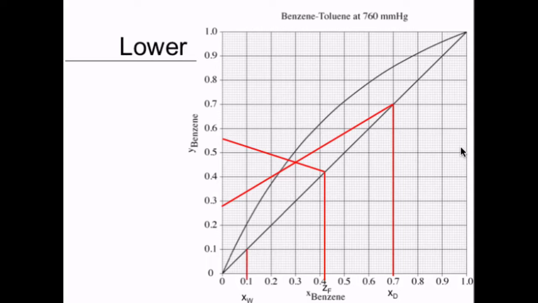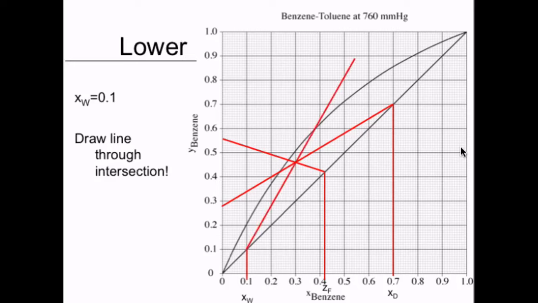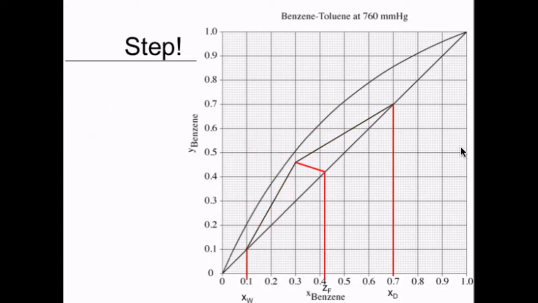Time to draw the lower operating line. There we identify that we have xW equals 0.1, and the lower operating line must go through the diagonal at xW equals 0.1. We draw the line through the intersection of the upper operating line and the Q line, like this, and then we're done.